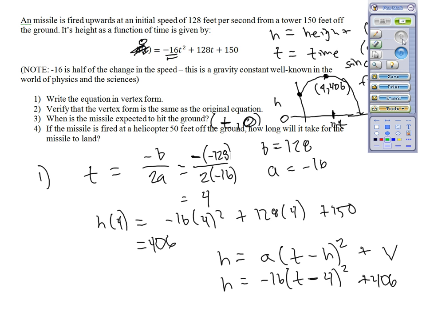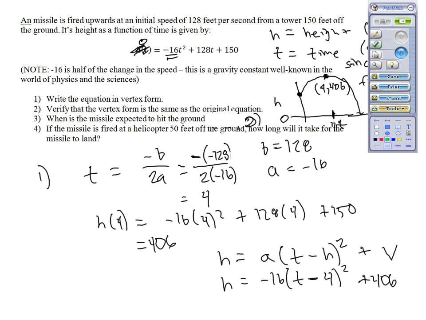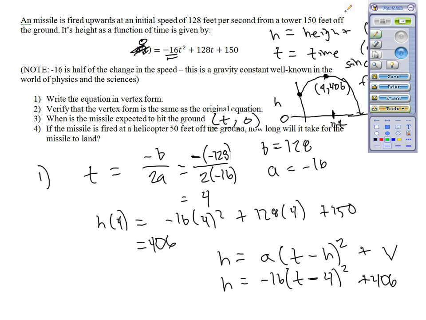Okay, so the other question that we wanted to answer was, when is the missile expected to hit the ground? Well, that's going to be the point at which, we don't know what time it is, but we know that the height will be 0. In other words, when that sucker hits the ground, it will have a height of 0 feet. So we wanted to discover when that occurs.